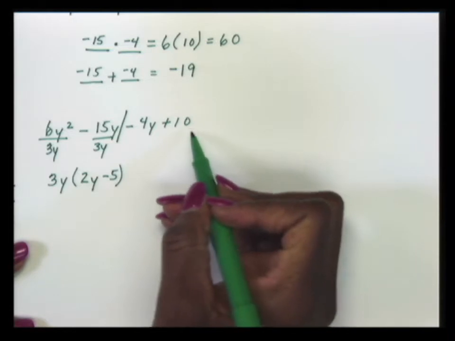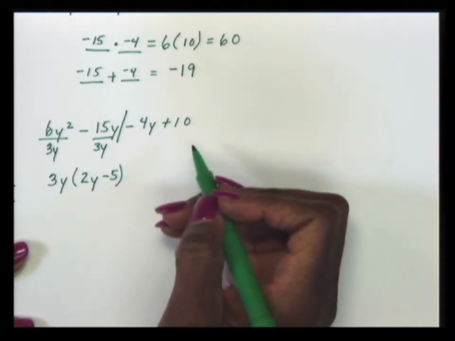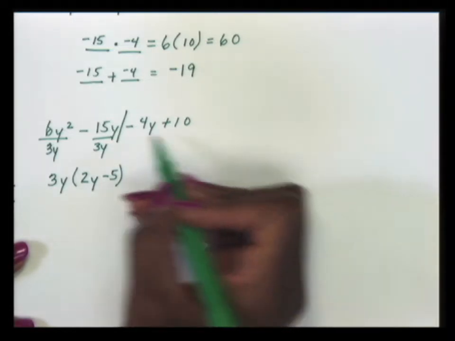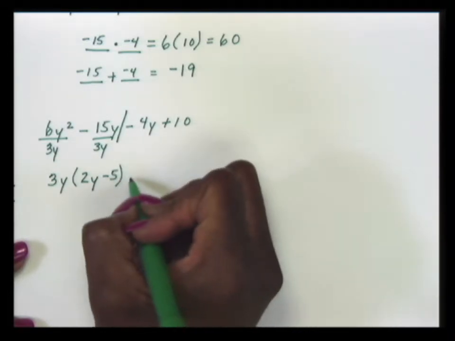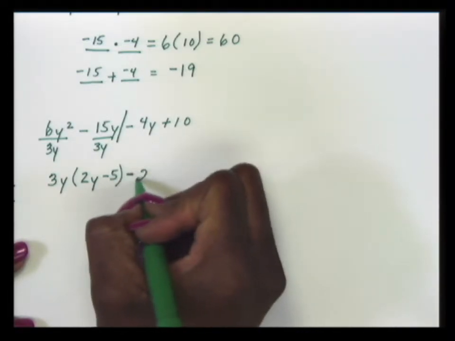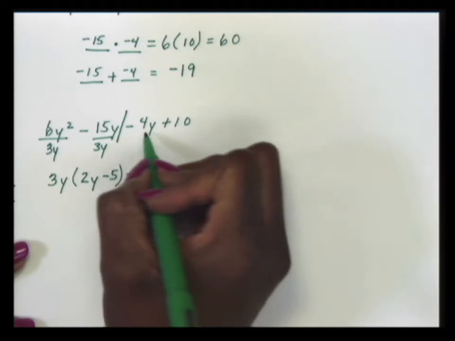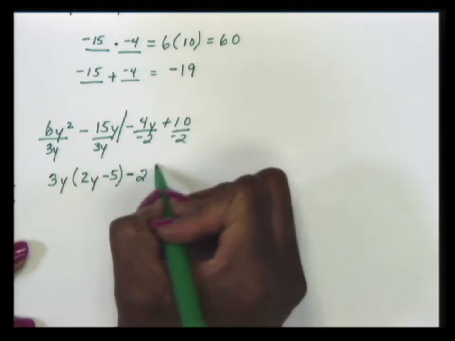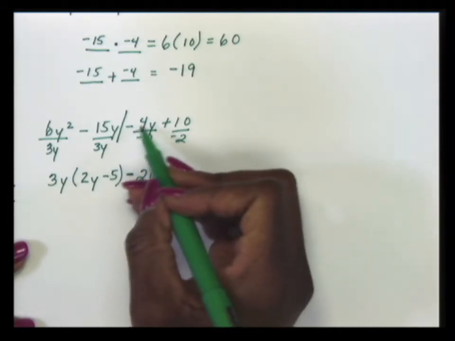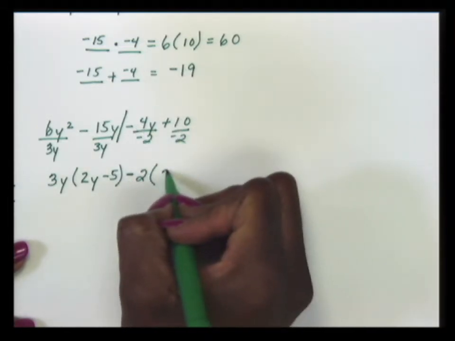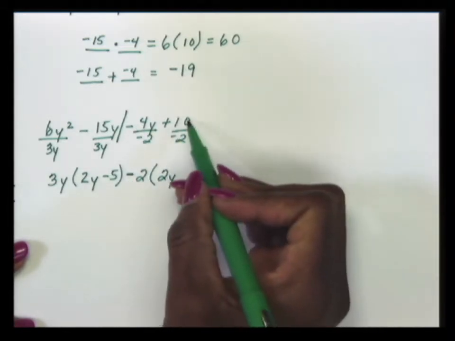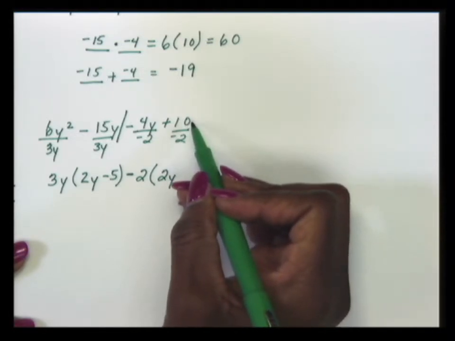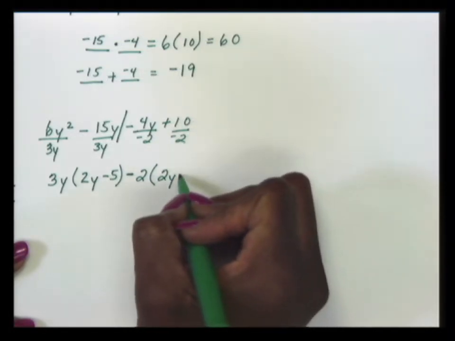The second pair of terms, my greatest common factor is 2, but because the first term is negative, I will factor out a negative 2. I will also divide by negative 2. So negative 4y times negative 2 is a positive 2y. Negative 10, positive 10 times negative 2 is a minus 5.